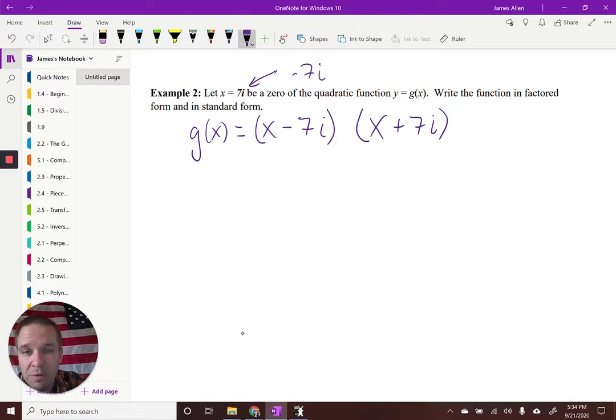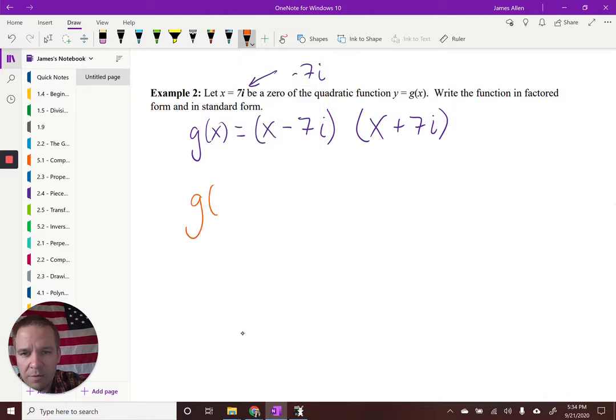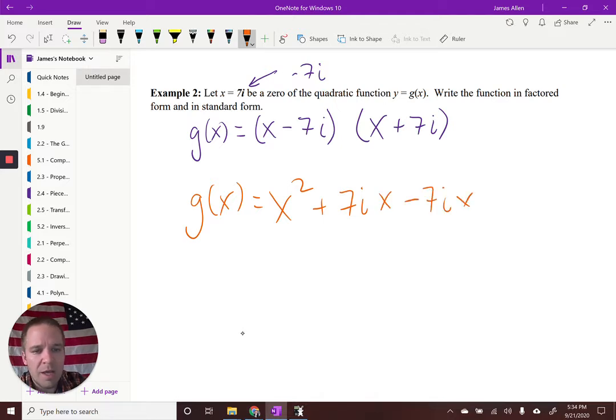All righty. So if I do that, I'll change colors now since we're going to go into our standard form. I'd have x times x is x squared. Then I'd have positive 7i x, and then minus 7i x, and then let's see here, that's negative 49i squared. So these are going to cancel. You're going to see that quite a bit here, and you'll see where this comes in handy with those cancellations because it's like a difference of squares type of situation. Then I squared is -1, so it's going to be positive 49.